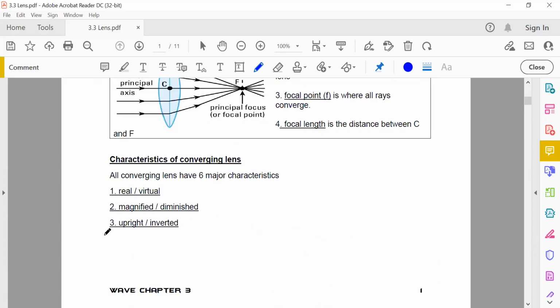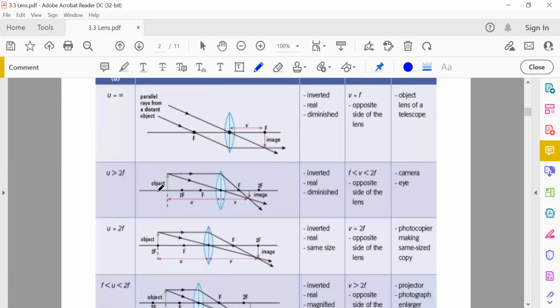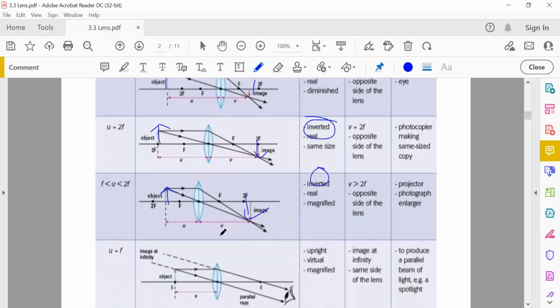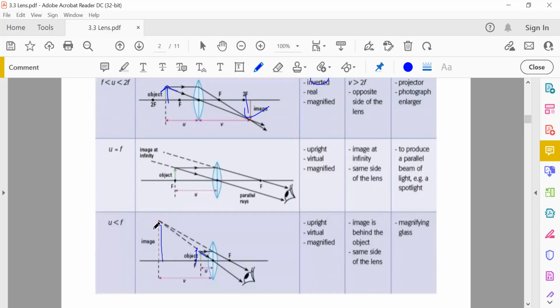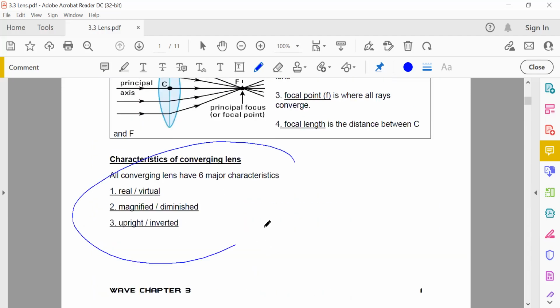right? Now, of course, finally, the last thing will be upright or inverted, which is the most straightforward one today. Whether it is upright or inverted, you can see for yourself, right? Initially, the object is pointing up. Right now, the image is pointing down, obviously inverted. If the object is pointing up and the image is pointing down, inverted. Up and up, then obviously upright here. Okay, so these are the 6 major characteristics formed by the image of the lens here.